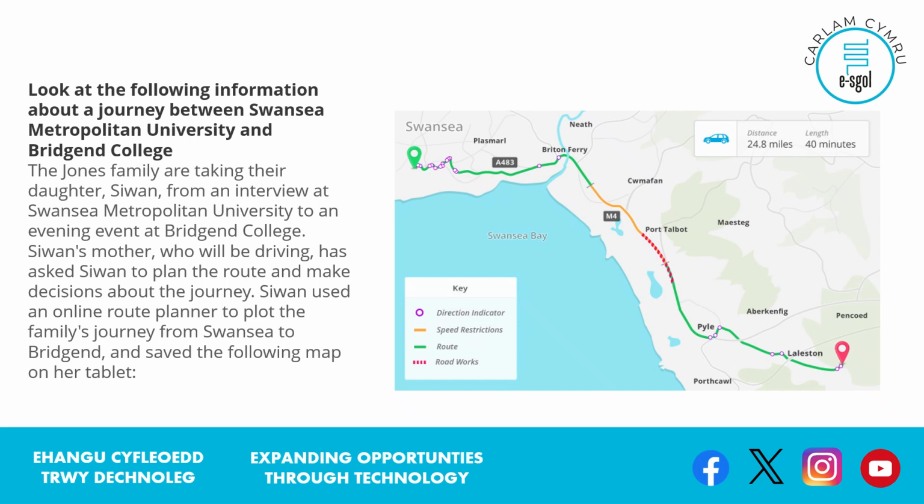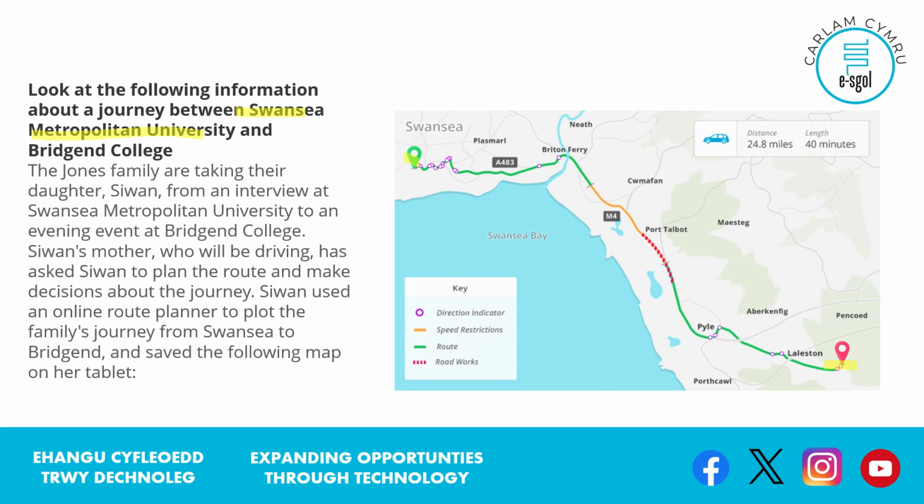So the first thing to look at is obviously the route that has been plotted. Now, this route that's been plotted, you can see, goes from, well, it must go from here, Swansea, because it's going from Swansea Metropolitan University to here, although it's not marked as Bridgend, but that must be the end point if this is Swansea, the beginning point.